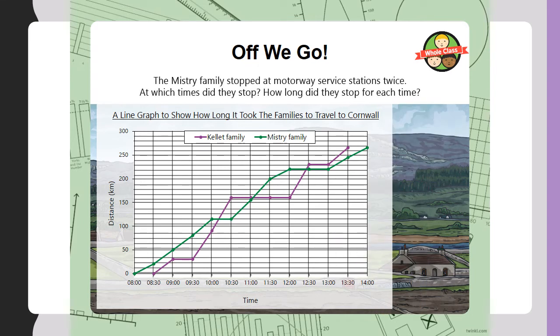The Mystery family stopped at motorway service stations twice. At which times did they stop? And how long did they stop for each time? So how will we know how to identify a stop on our line graph? Well, we'll know because the distance will stay the same. When we stop, we're not travelling any greater distance. So look for where on the line graph the distance stays the same.